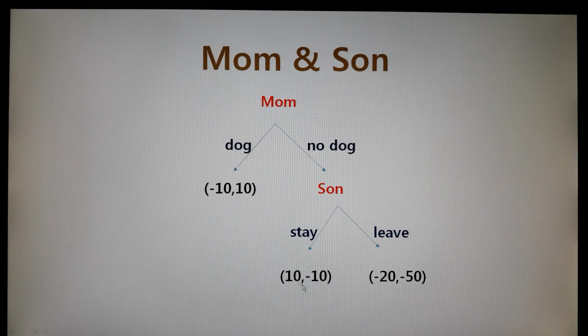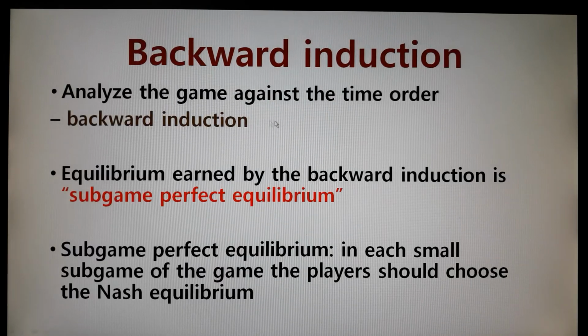So here, son's best choice is staying. So mom would say, if I do not buy the son a dog, he will stay, I get 10. If I buy him a dog, negative 10. So it's against the timeline. The way of thinking is the future first and right now second, when usually time goes right now first and future second. So backward induction means we should think against the timeline, from the future to the current time right now.